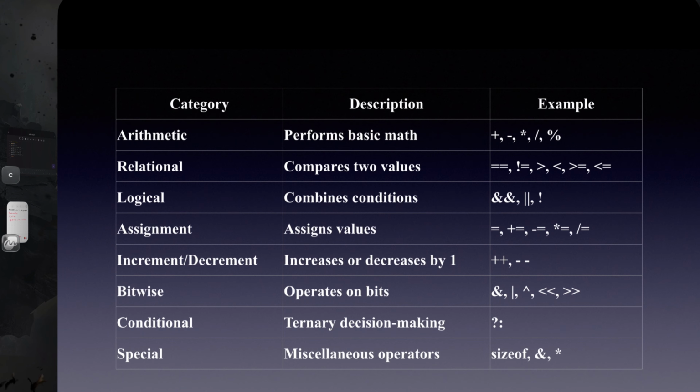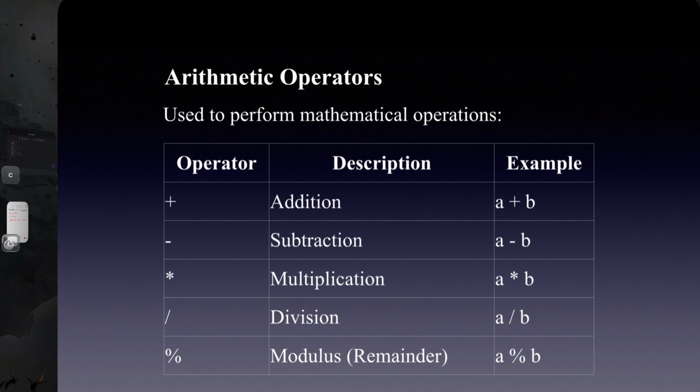Arithmetic operators. Arithmetic operators are used for mathematical operations such as plus for addition, minus for subtraction, star for multiplication, divide for division, modulus for remainder. For example, a plus b adds two numbers. A modulus b gives the remainder when a is divided by b.